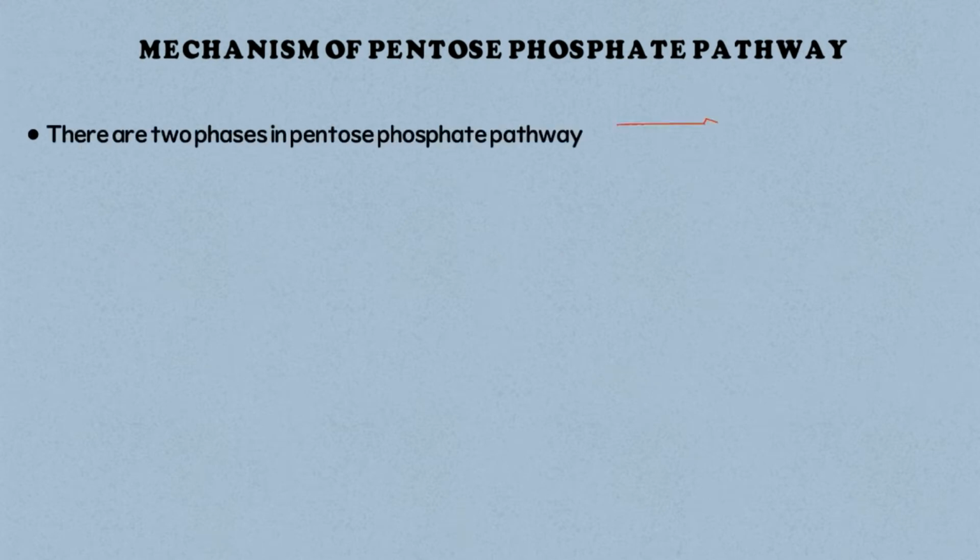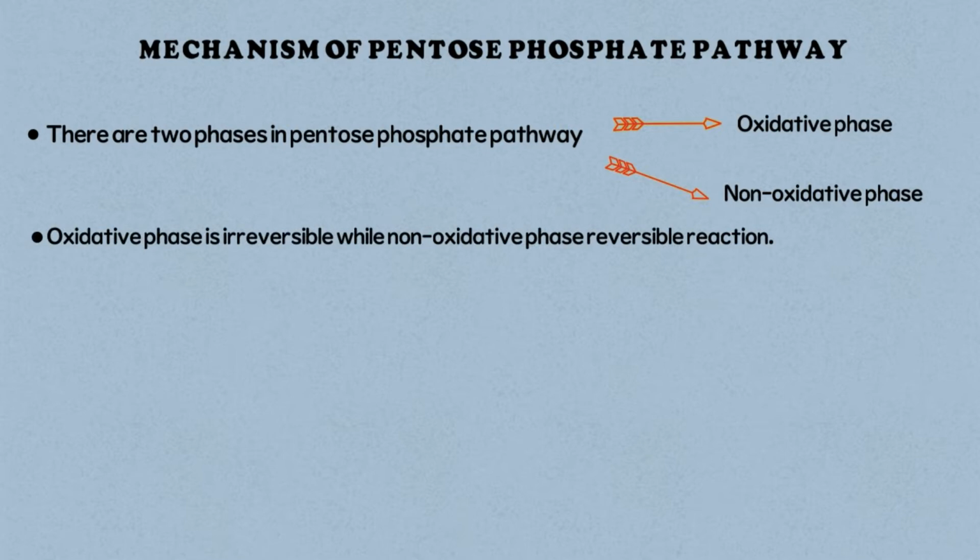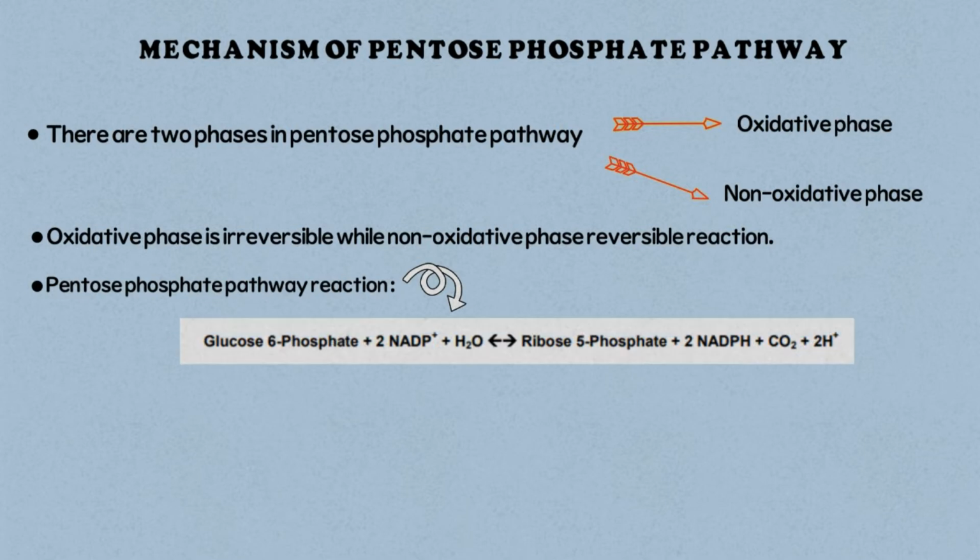There are two phases in the pentose phosphate pathway, which are the oxidative phase and the non-oxidative phase. The oxidative phase is irreversible, while the non-oxidative phase is a reversible reaction. The pentose phosphate pathway is a reaction of glucose 6-phosphate plus 2 NADP plus water, which will produce ribose 5-phosphate plus 2 NADPH plus CO2 plus 2H plus. The main products of the pentose phosphate pathway are NADPH and ribose 5-phosphate.